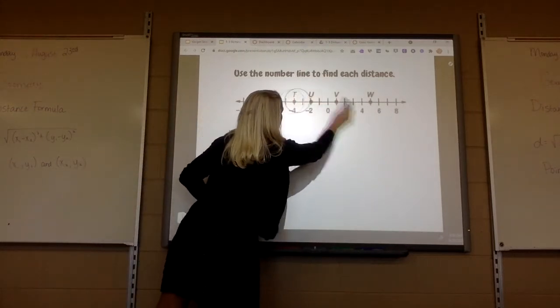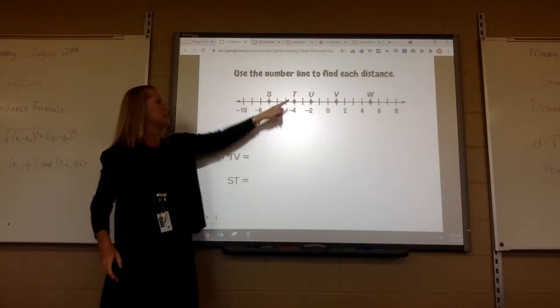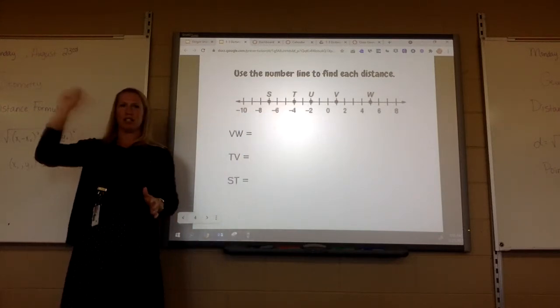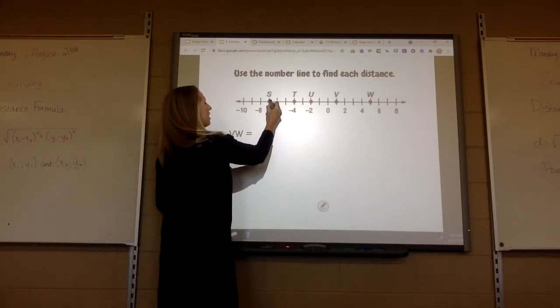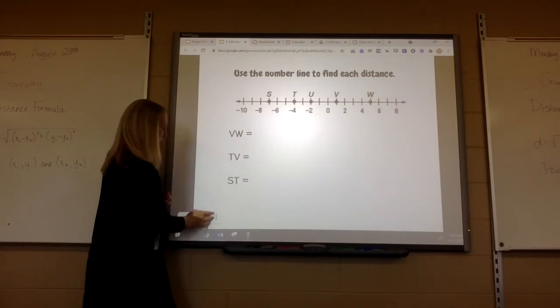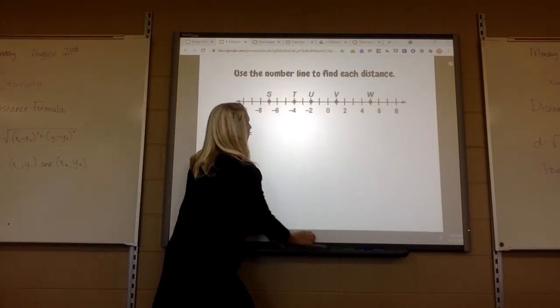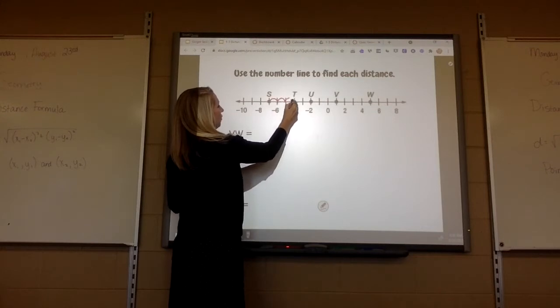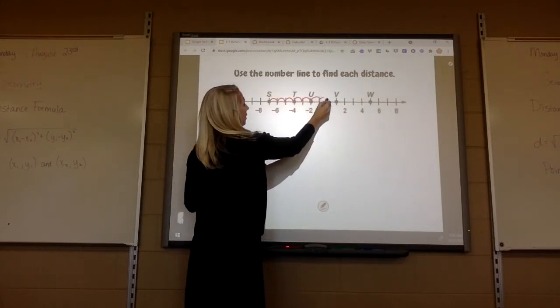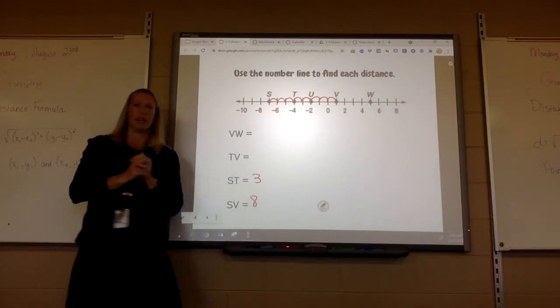Okay, I think I've got a couple more. From S to T, what's the easiest way to do it? Is it just to count? Yeah. So this has a length of 1, 2, 3. And then S to V, that would have a length of 1, 2, 3, 4, 5, 6, 7, 8. So can you do problems like that in the assignment?